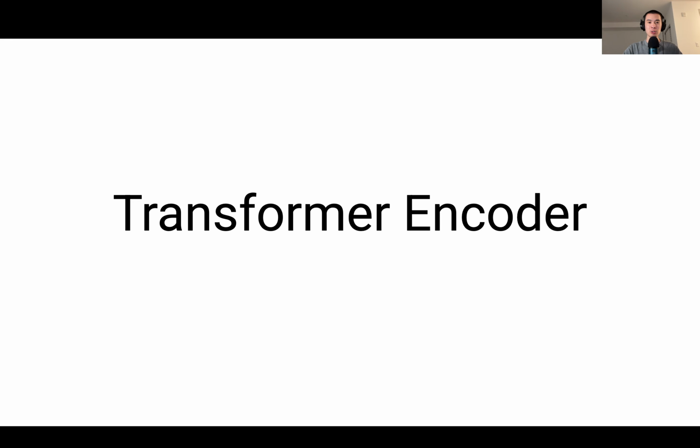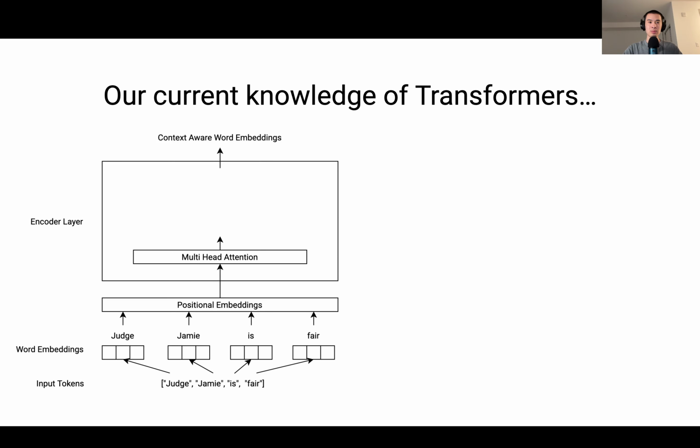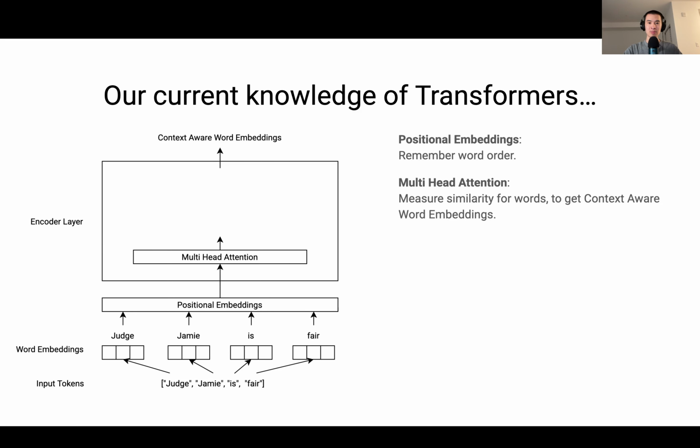Let's talk about the transformer encoder. So here is our current knowledge of transformers. We have input tokens, which will become word embeddings. These will be passed to positional embeddings, which will remember word order because attention does not inherently remember word order. We have to give it to it.